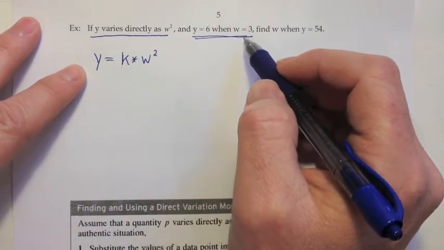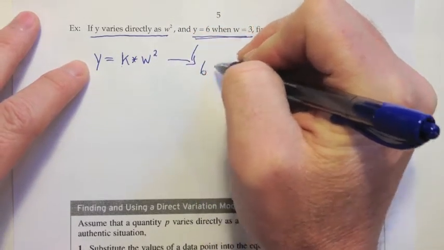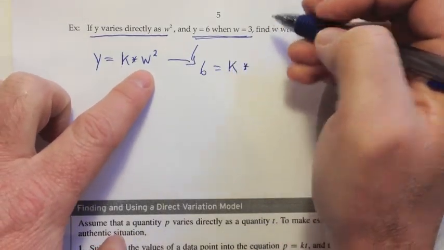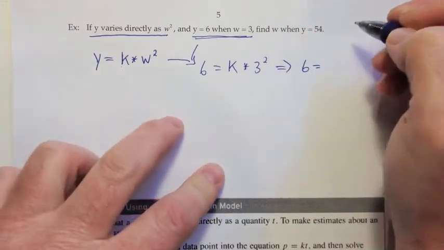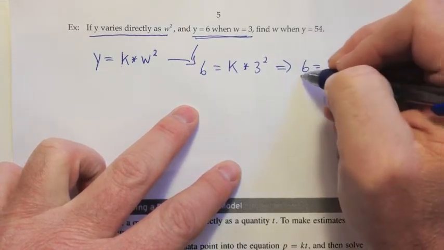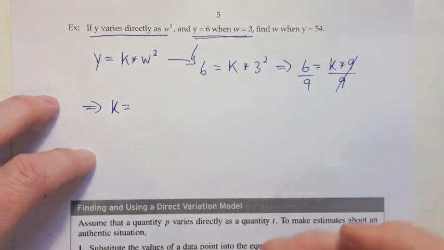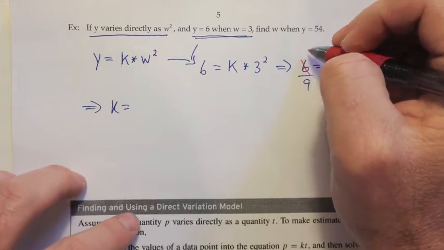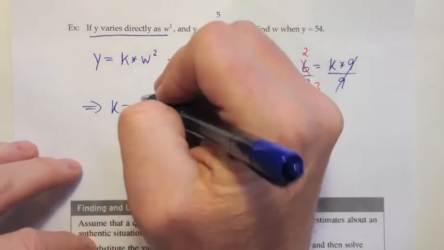So they say y equals 6 when w equals 3. So we're going to take that and plug in the y equals 6 right there, and then the k we don't know yet, and then times w squared, which would be 3 squared. So we have 6 equals k times 9 if we do the square on the 3. We divide both sides by 9. That would cancel the 9's off. And we get k equals, and we can do some reducing there. 6 and 9 are both divisible by 3. 3 goes into 6 twice and into 9 3 times. So we can say that k is 2/3.